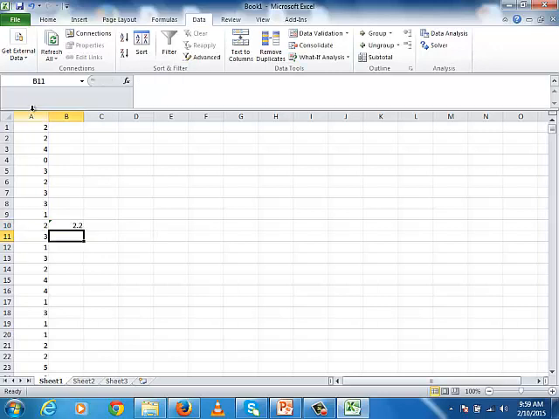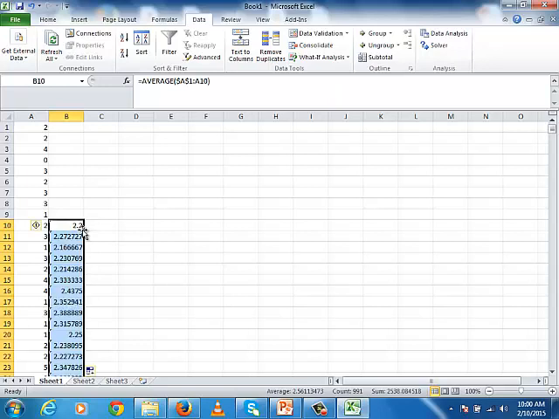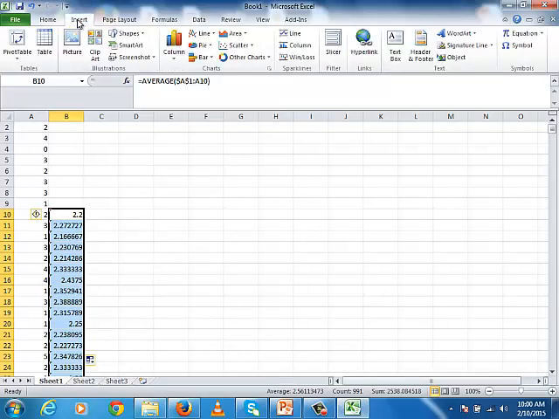2.2 came here. Don't remember that it's, oops, okay, fine. 2.5 should be the average. So now what I'm going to do is spread this down. So this average keeps changing. Now I'm going to make a graph of this.